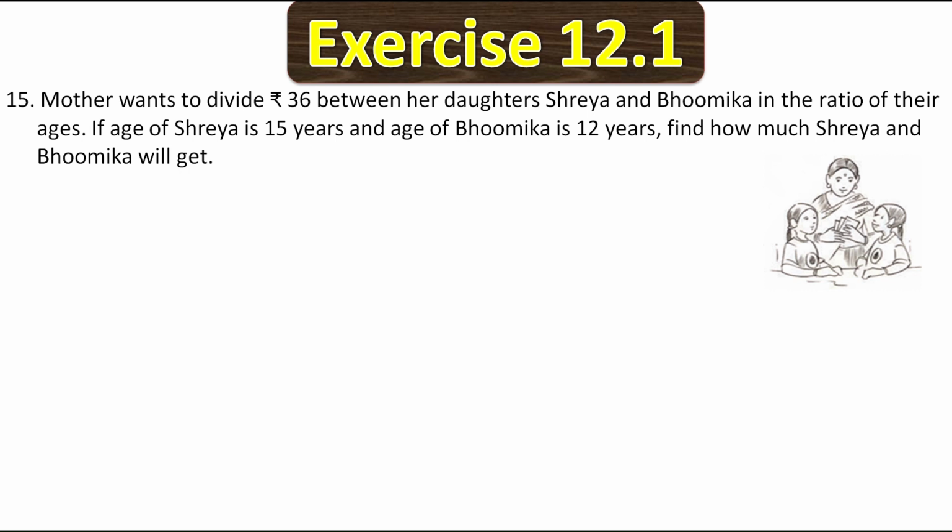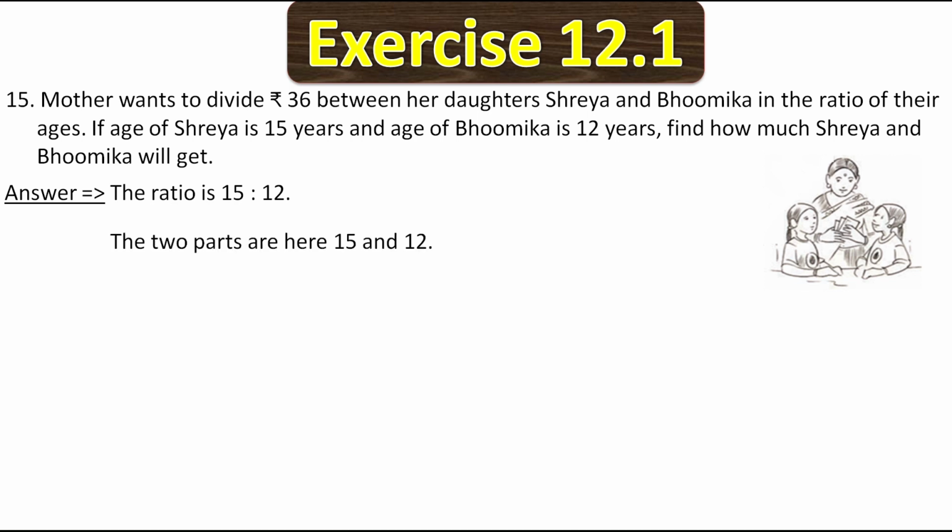First of all, we will write the given things. Sorry, here we will write the ratio, that is 15 is to 12, because their ages are 15 and 12. So the parts are 15 and 12, and the sum of the parts is 15 plus 12, which is 27.